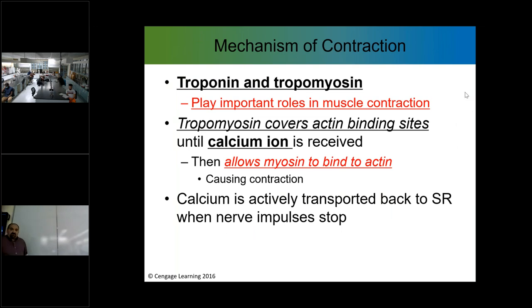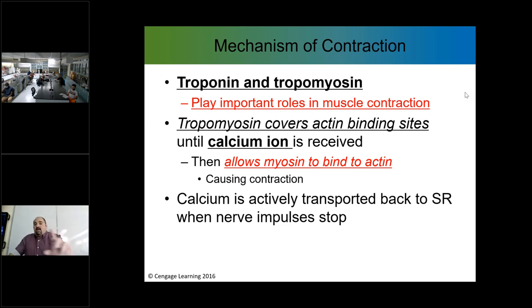And here are the two structures that prevent myosin from touching actin all the time. If troponin and tropomyosin weren't present and weren't blocking actin, remember actin? Actin's that thin one with the little balls. If actin were always exposed, myosin would be connecting, and there'd be a constant contracture going on. That wouldn't be healthy or good. So troponin and tropomyosin are there to prevent continual contraction. And what will move them away to allow myosin to touch actin is calcium. So you see, calcium is important.